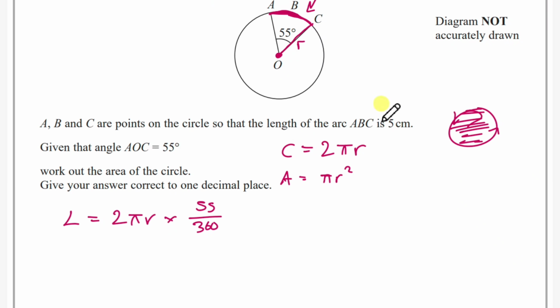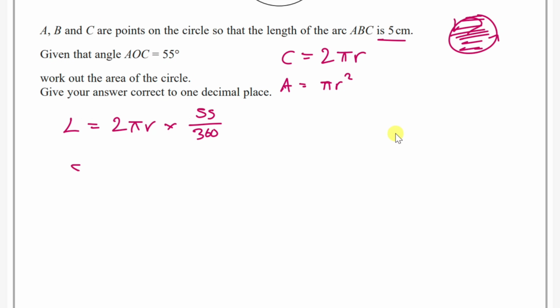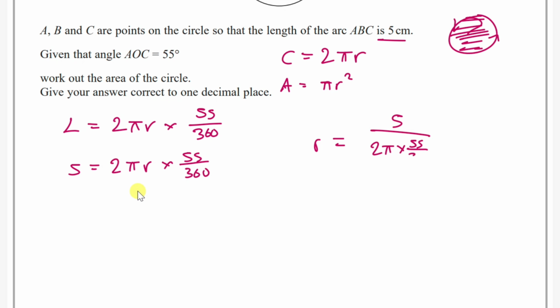Now let's have a look. We know the length of the arc is 5. So that means this equation over here will be 5 equals 2 pi r times 55 over 360. Now we want to make r the subject, yeah? All these are multiplied together, so you can throw everything underneath the 5. So therefore the radius is going to be 5 over 2 pi times 55 over 360. Just put that in a calculator, guys, and you have your radius. That's literally sorted out. So let's do that right now.